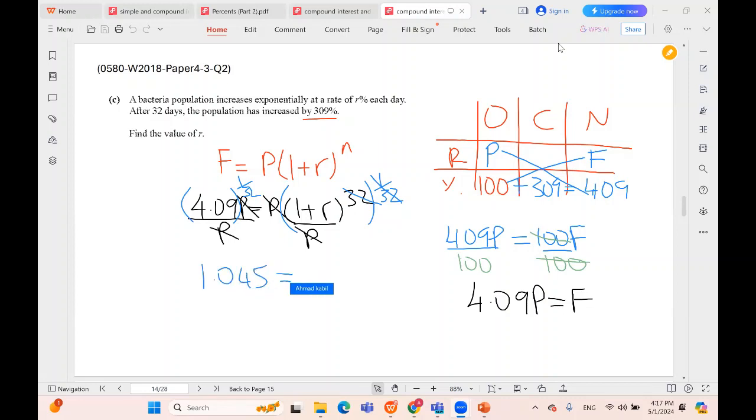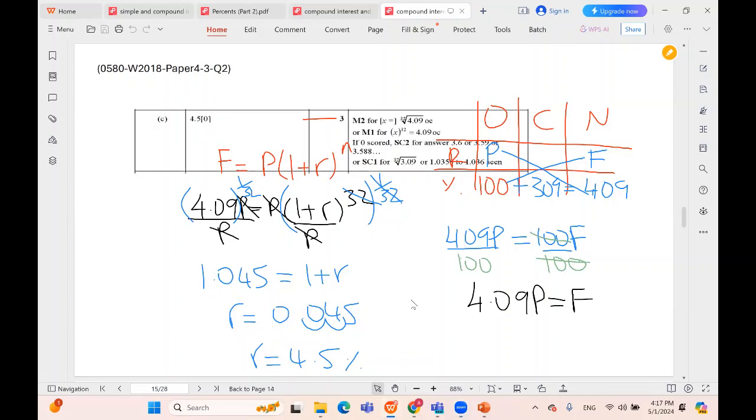This is equal to 1 plus R. So R equals 0.045 multiplied by 100 to get a percent. So R equals 4.5%. 4.5 is the correct answer here.